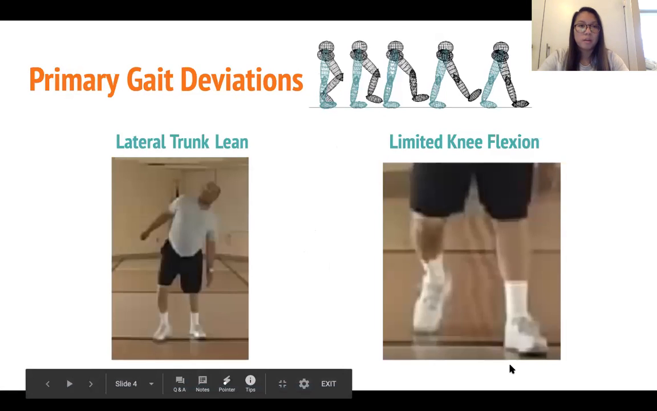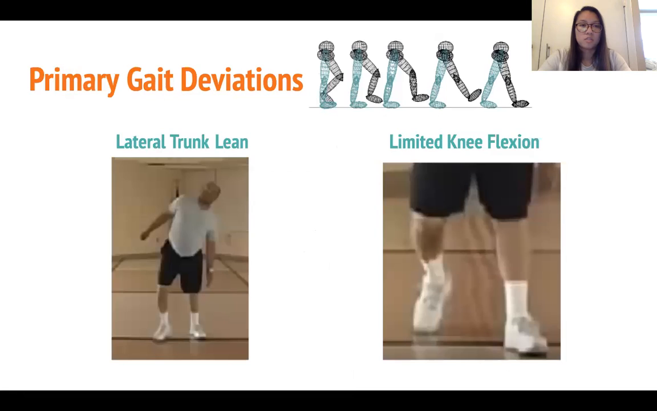So the primary gait deviations that we saw in this video was that the subject had a lateral trunk lean to the left throughout the stance phase, and he also had limited knee flexion seen throughout the entire gait cycle, so again, through the entire gait cycle, so throughout stance and swing phase.